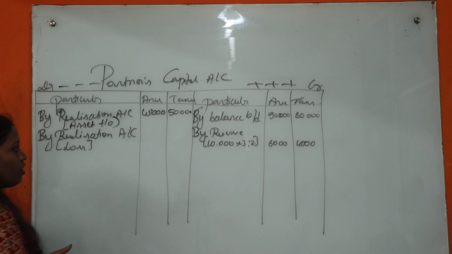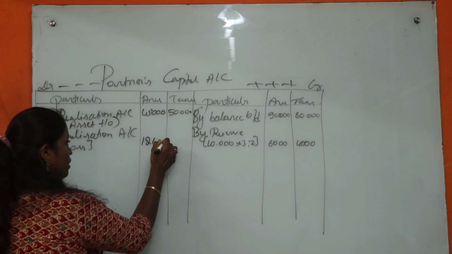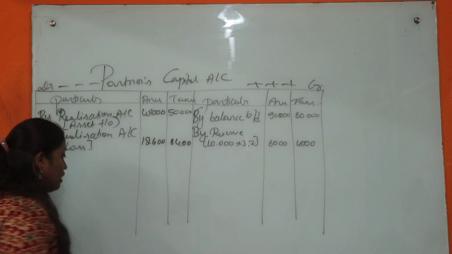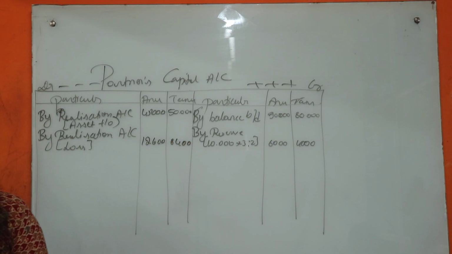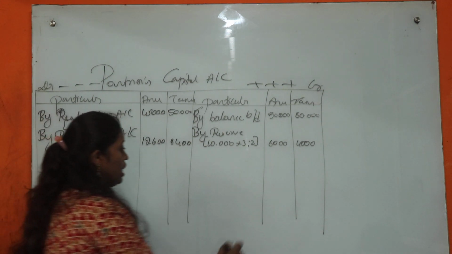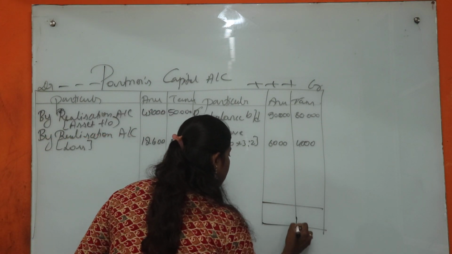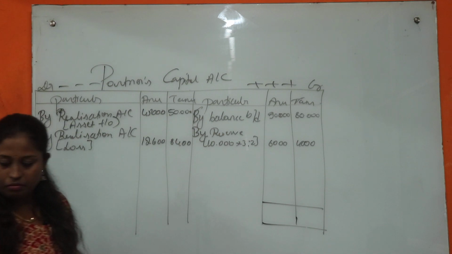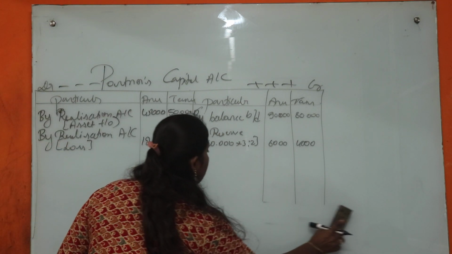How much did they get? 12,600 and 8,400. I think it's clear. Any doubt? No doubt. Okay. So finally, we will be balancing this account as well. 96,000.